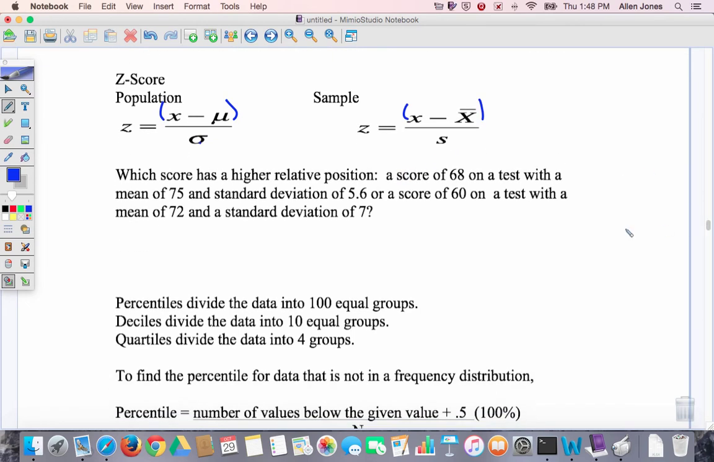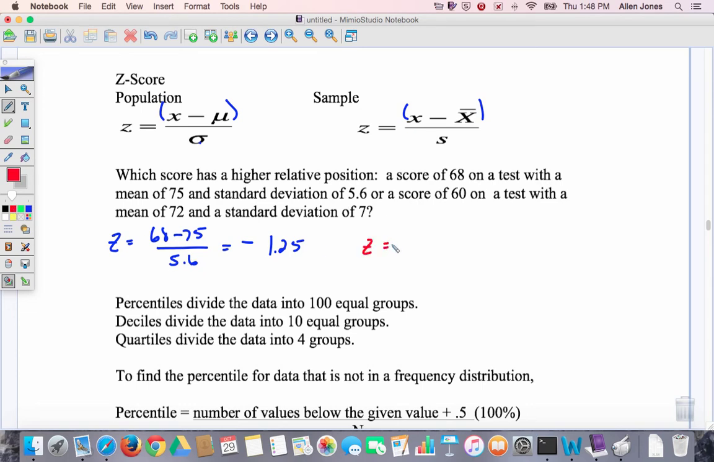Quick example of a z-score. Which score has a higher relative position? A score of 68 on a test with a mean of 75 and a standard deviation of 5.6, or a score of 60 on a test with a mean of 72 and a standard deviation of 7. First z-score: we have a score of 68, our mean is 75, and our standard deviation is 5.6. If we type that in, we obviously have a negative z-score. That z-score is negative 1.25. In other words, the score of 68 is 1 1/4 standard deviations below the mean.